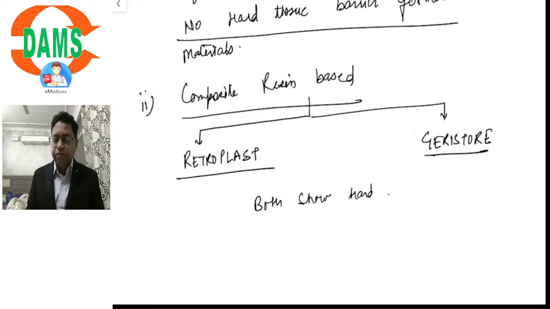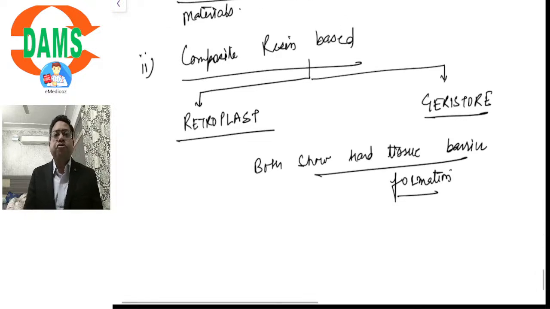hard tissue barrier formation. Both of them show hard tissue barrier formation. So it is an important property that whenever we are using a certain material as a root end filling, it should not only seal the interface very well, it should also promote the formation of reparative calcified tissue against itself.